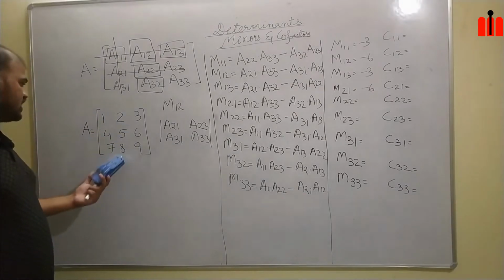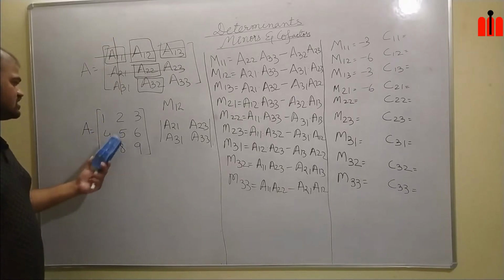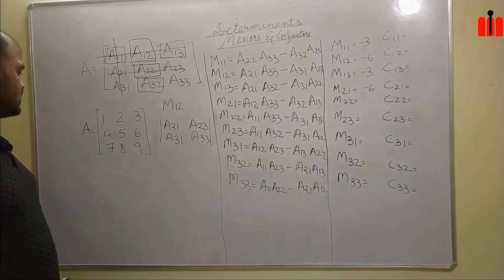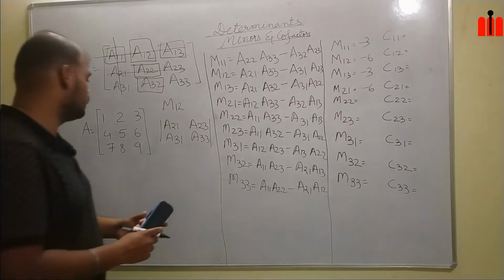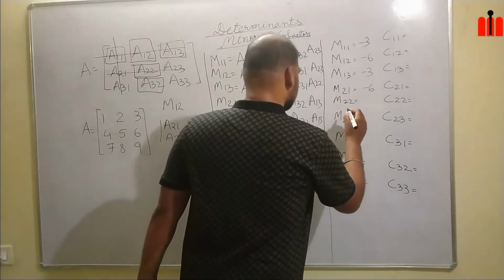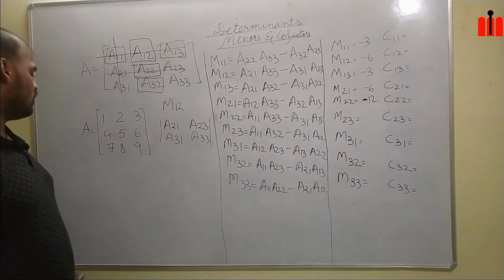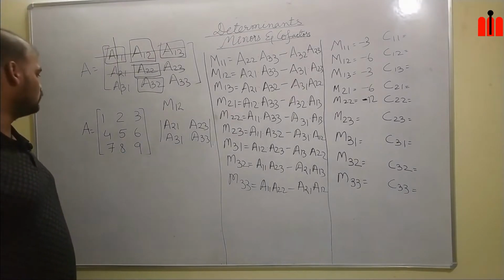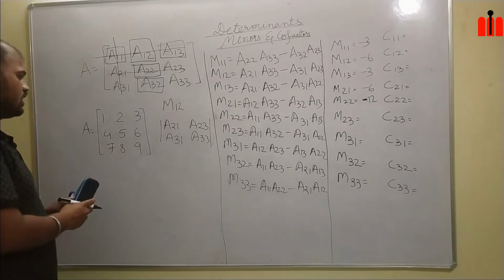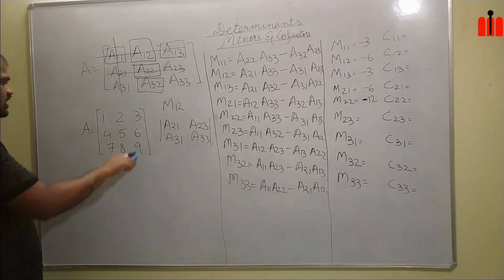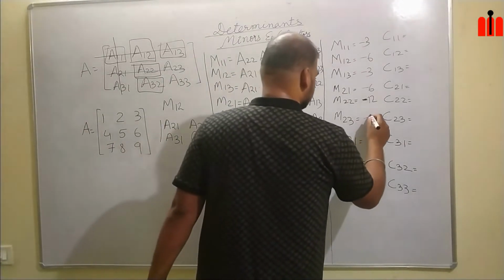M22. M22, second row and second column taken out. So, 9 1s are 9, 7 3s are 21. So, 9 minus 21, how much is it? 12. So, it is minus 12. M22. Now what will be my M23? M23 will be second row and third column, we need to strike off. So 8 minus 14. It will be again minus 6.